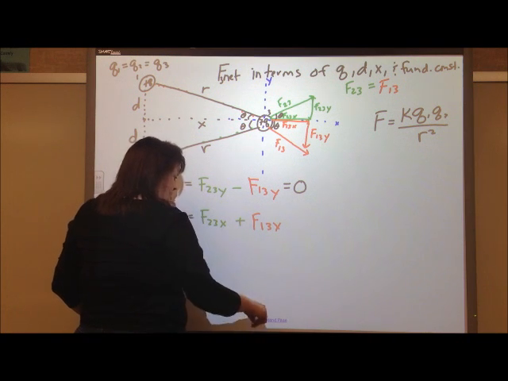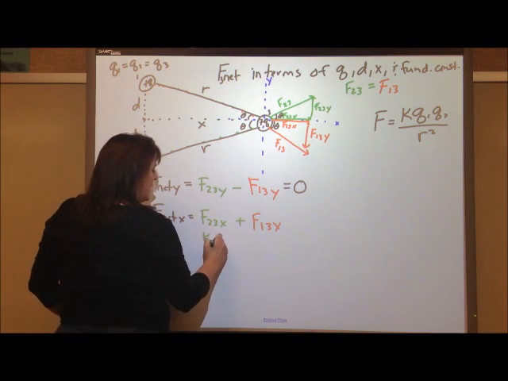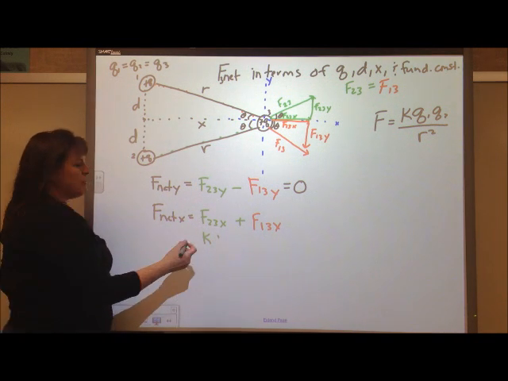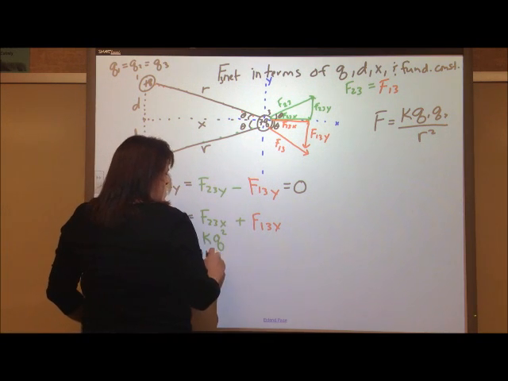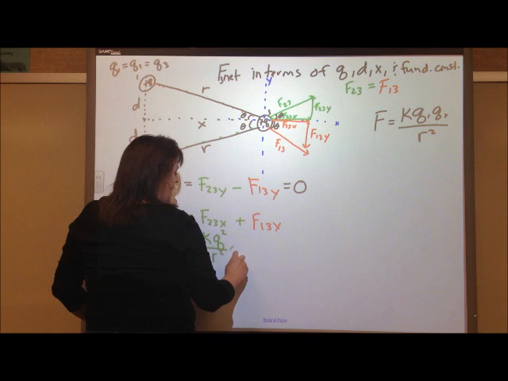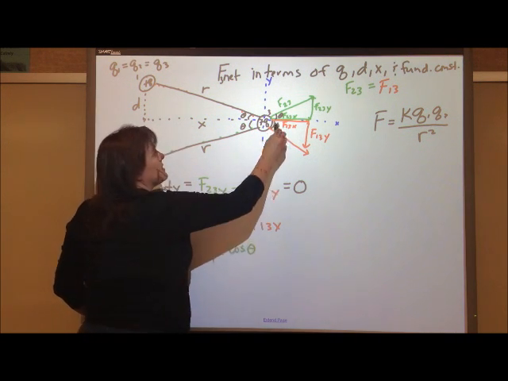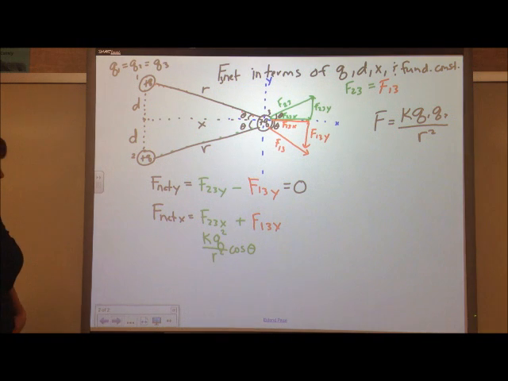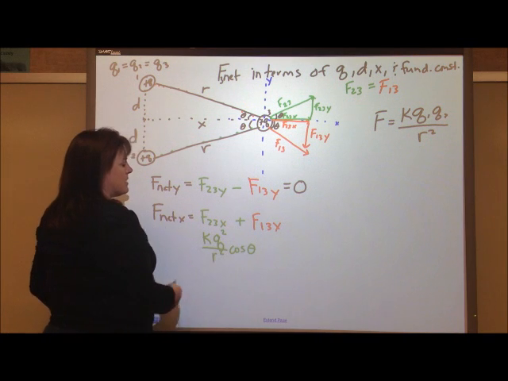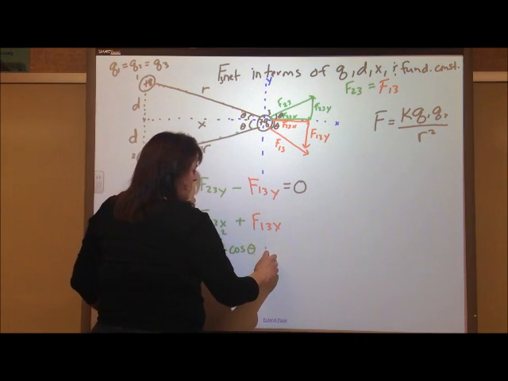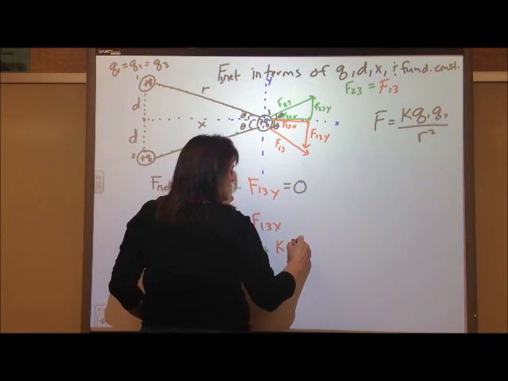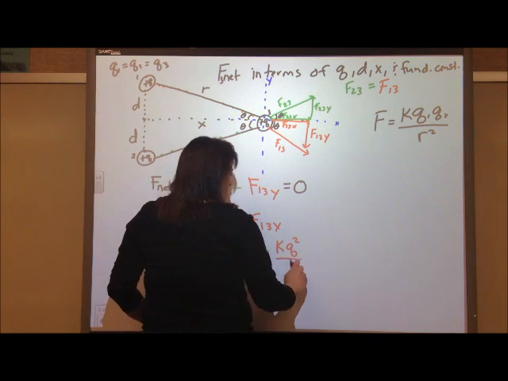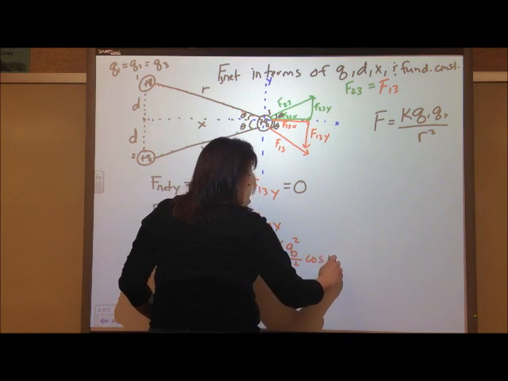Now, in the x direction, force 2,3 would be k, Q1 and Q2 are the same, so I'm just going to skip right away to calling that Q squared over R squared times the cosine of theta, right? This is the cosine of the angle. And of course, I'm looking for the net force, so we're just going to go right to the cosine. And to that, I'm going to add my other force, k. Again, 1 and 3 are the same in magnitude, so I'm just going to write Q squared over R squared times the cosine of theta.